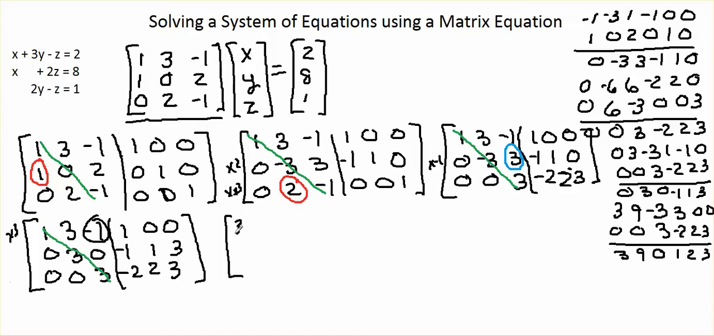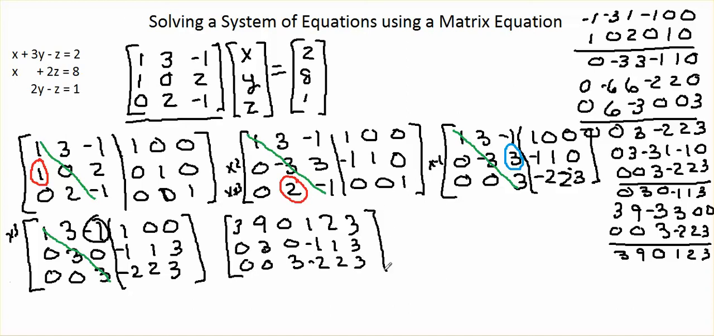We got a 3, a 9, a 0, a 1, a 2, a 3, a 0, 3, 0, -1, 1, 3, 0, 0, 3, -2, 2, and 3. Now it looks like we may only have one more item to get rid of. Okay, so far we have all zeros underneath, 2 zeros here. We only have to get rid of this.